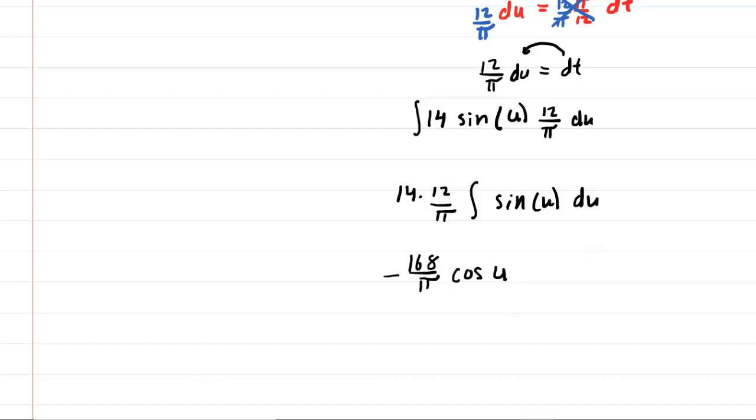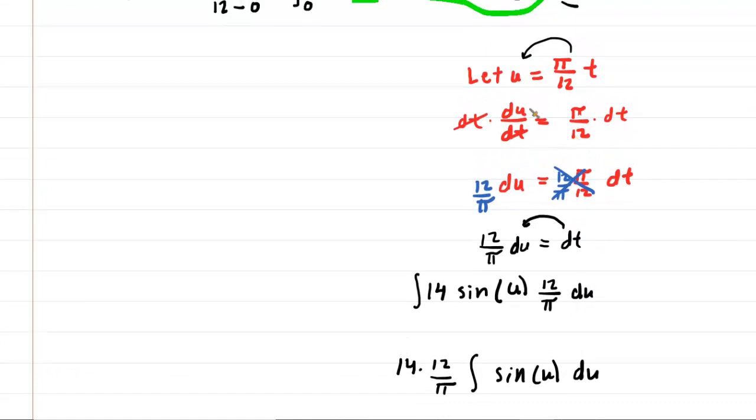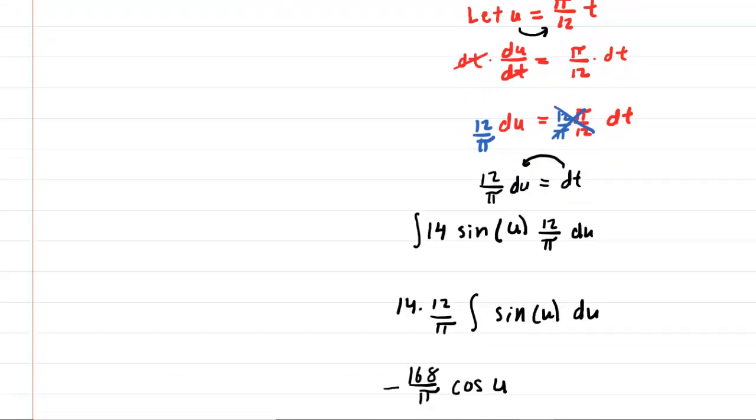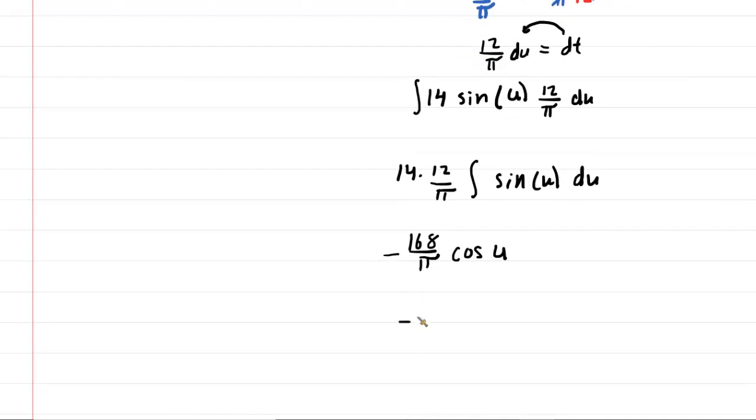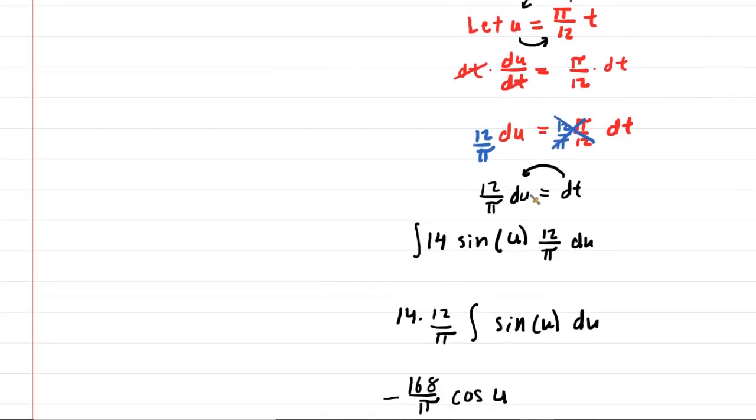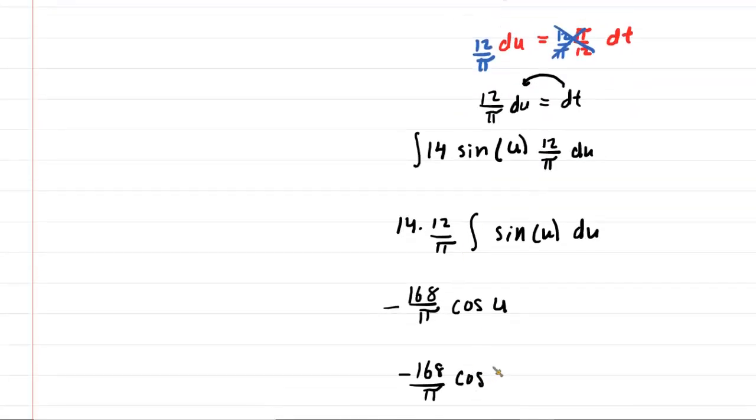That is the integral, but let's not forget that we're doing a substitution method and that we had let u equal pi over 12 t. So we definitely want to make sure we put that back in here. So this is negative 168 over pi, and then the cosine, and again, the u was equal to pi over 12 t.